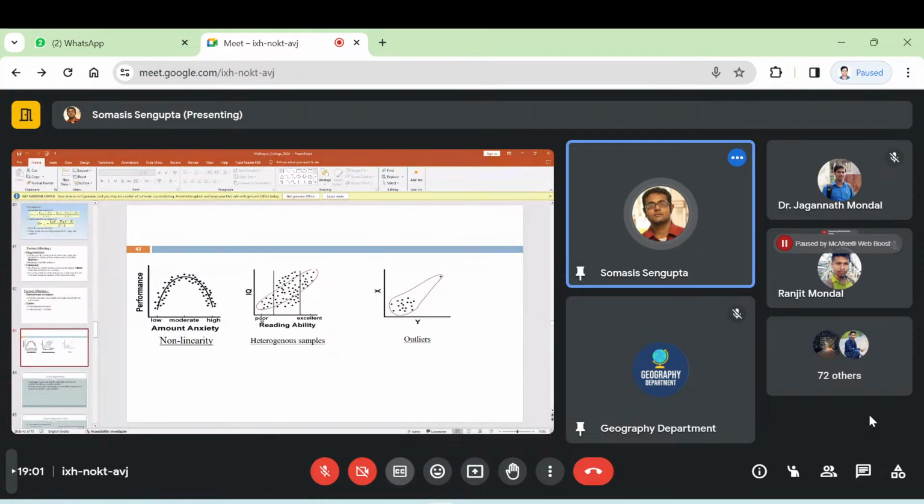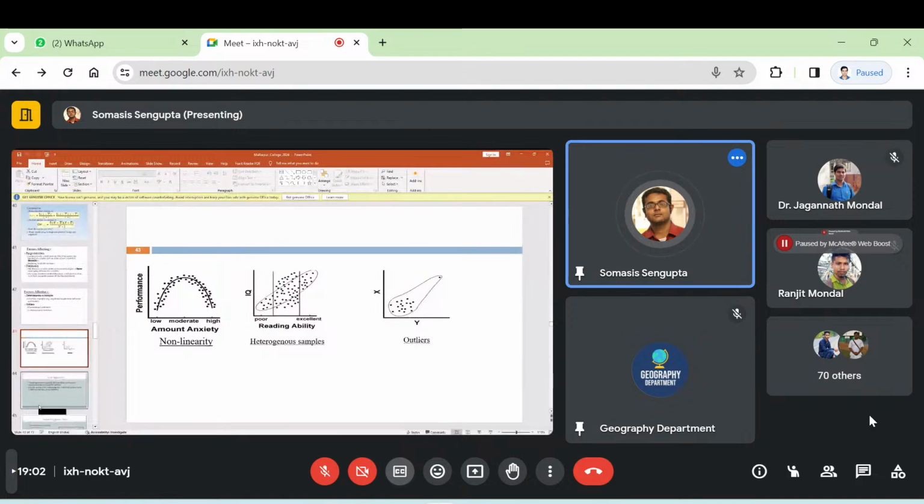I have taken all the students. Some are poor in IQ, some are excellent in IQ. So this is a heterogeneous sample. The third is outlier. Here you see that there is a relationship between X and Y. But one point is located at a very, very far distance, which has got no relationship with other values. So this is basically a statistical outlier.